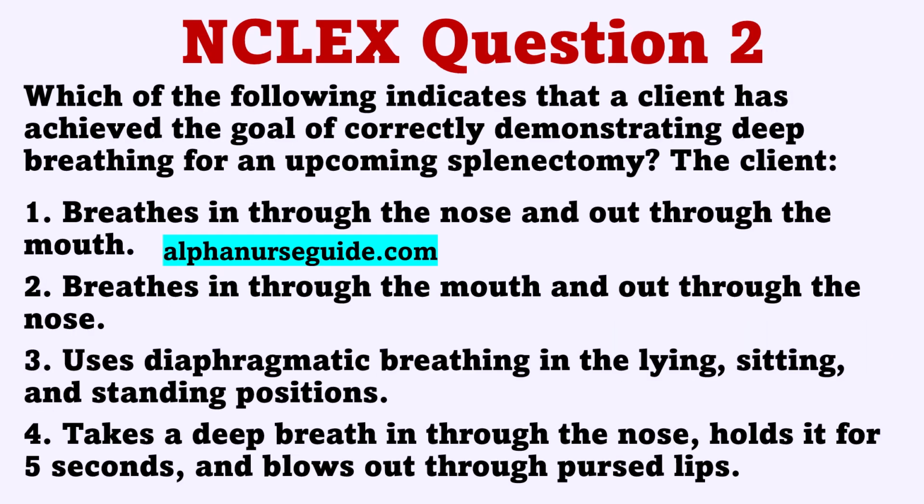Which of the following indicates that a client has achieved the goal of correctly demonstrating deep breathing for an upcoming splenectomy? The client, 1. Breathes in through the nose and out through the mouth. 2. Breathes in through the mouth and out through the nose. 3. Uses diaphragmatic breathing in the lying, sitting, and standing positions. 4. Takes a deep breath into the nose, holds it for 5 seconds, and blows out through pursed lips.